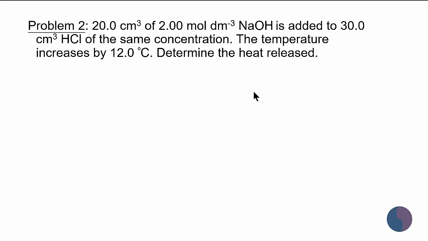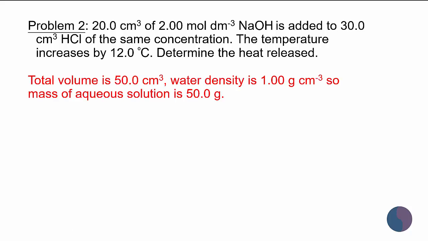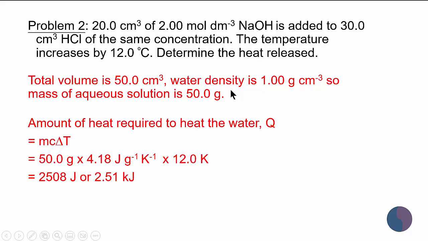Problem number 2: 20 mLs of this, 30 mLs of this, same concentration, temperature increases by 12. What's the delta H? Actually, what's the heat released? Not the delta H. I think I do the delta H anyway. So 50 mLs is the big trick. It's 20 plus 30. And we're assuming always, if I haven't said already, that 1 gram is 1 centimeter cubed. So we're dealing with 50 grams.